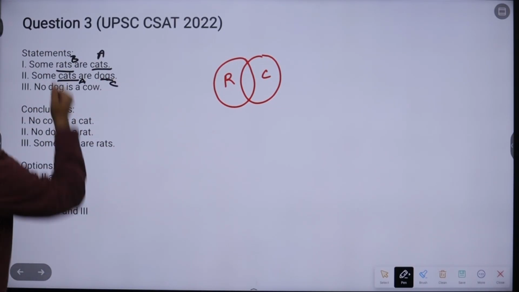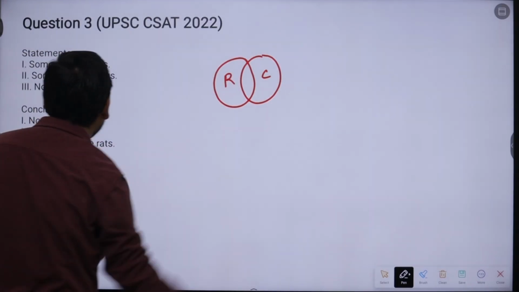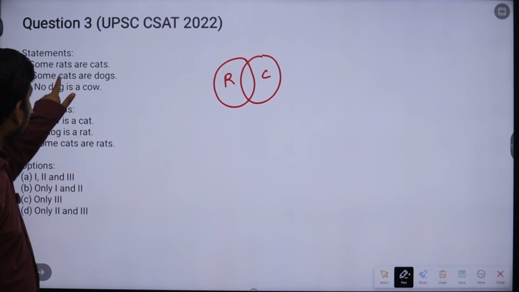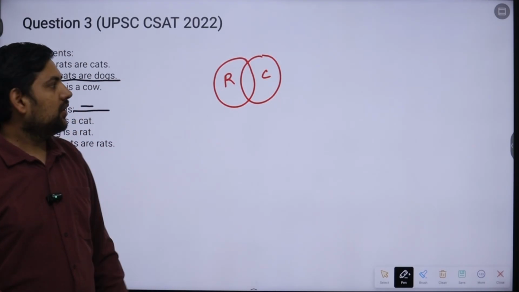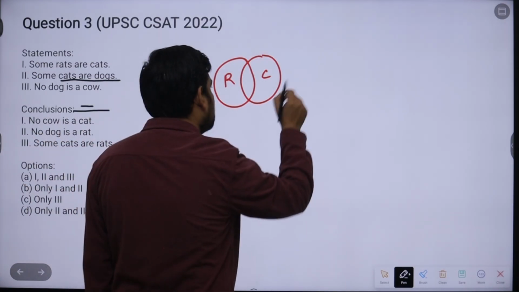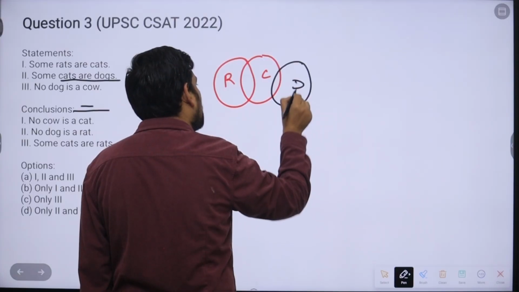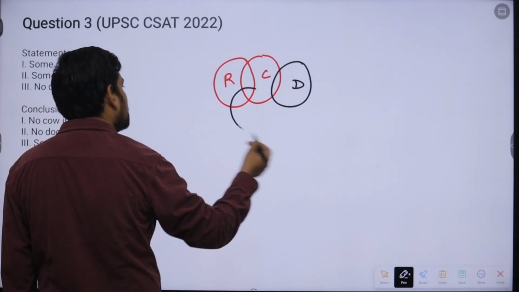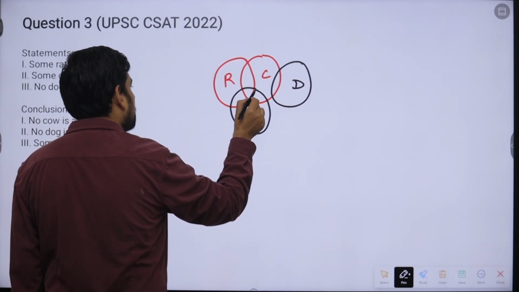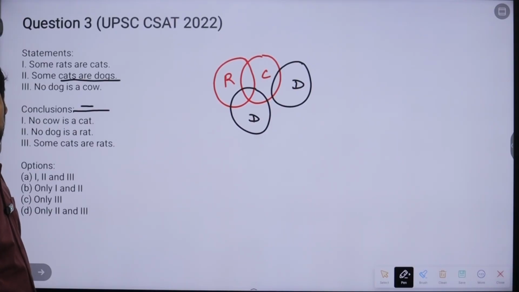Now, the first statement was done: some rats are cats. Then some cats are dogs. Cats and dogs, two possibilities. One is that some cats are dogs, but it is not intersecting with rats at all. And the other possibility is this, that some cats are dogs. Correct? Both of these are possible.